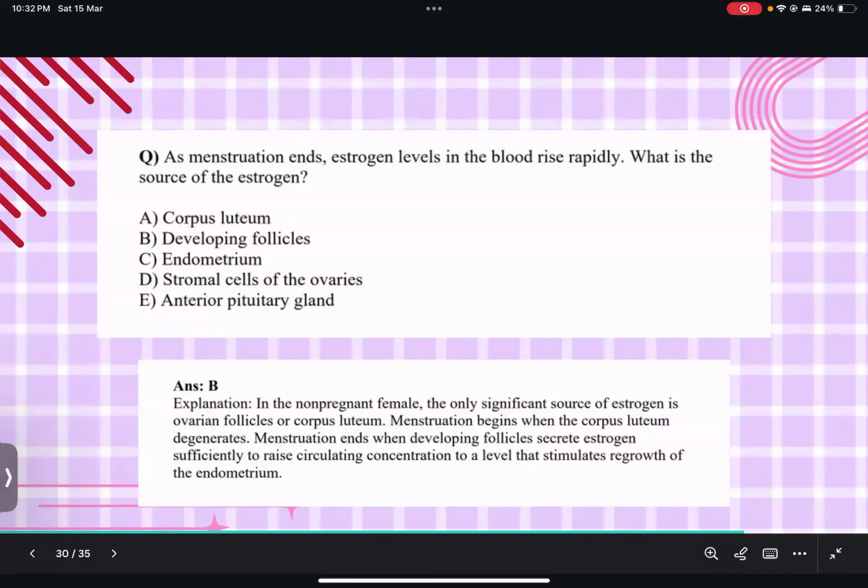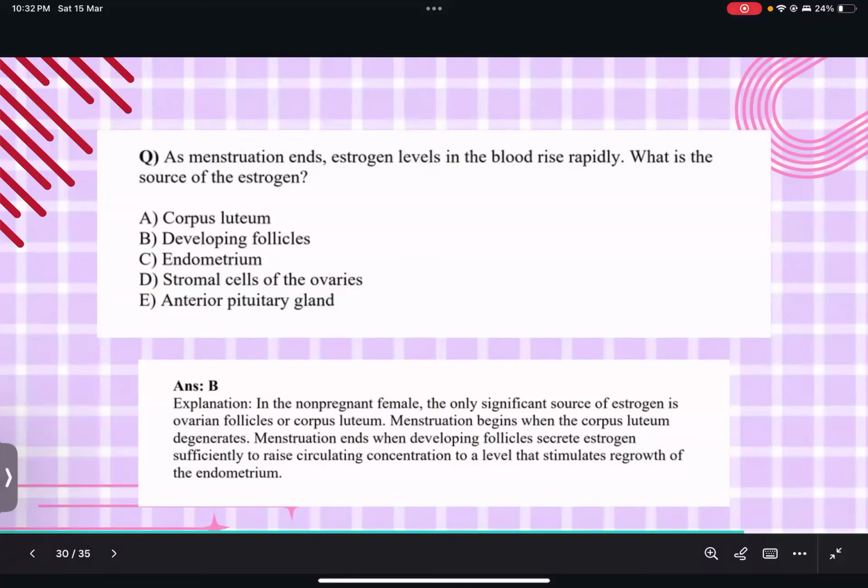The developing follicles, as I said, as they increase in size and grow bigger, release estrogen. This is for the negative feedback. It signals the pituitary gland so that it can stop releasing FSH.